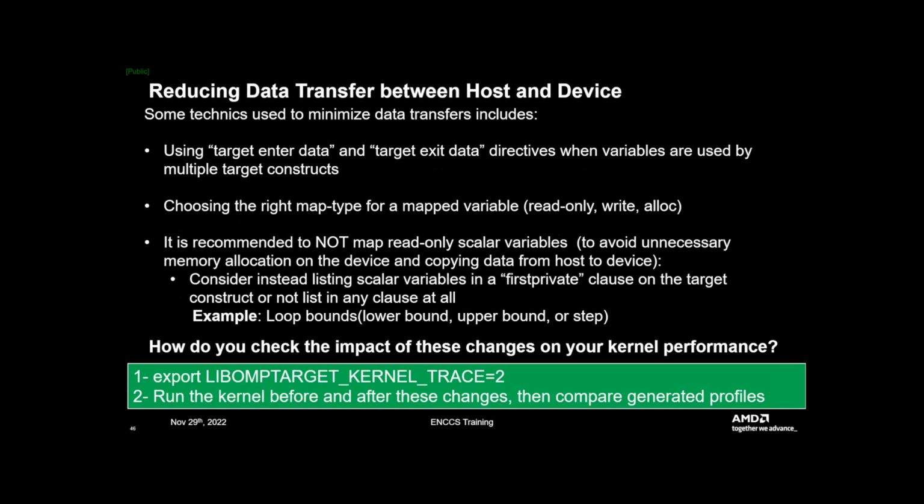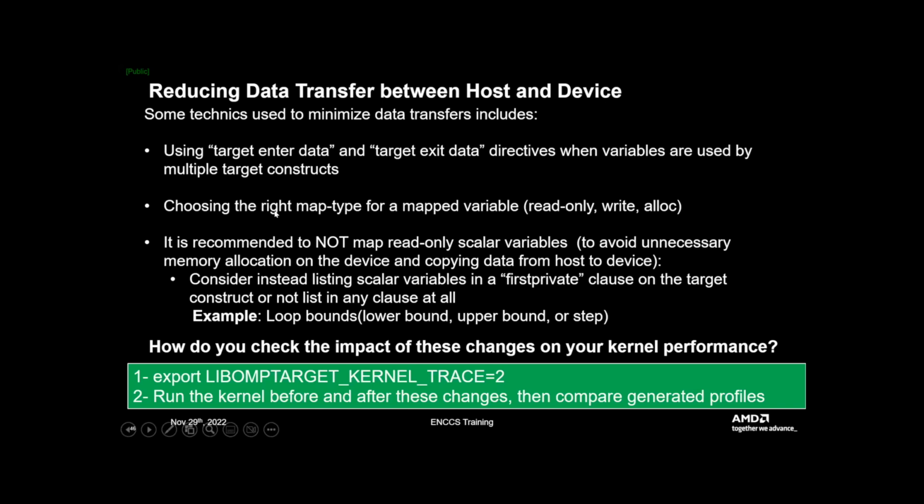When optimizing data transfer, for example, there are some techniques you can use to minimize data transfers. This includes, for example, using target enter data and target exit data when variables are used by multiple target constructs. If you have a variable that is used successively by multiple target constructs, you can just aggregate them together and use target enter data, and at the end of the target region, you use target exit data.